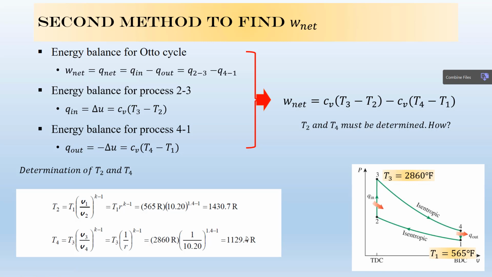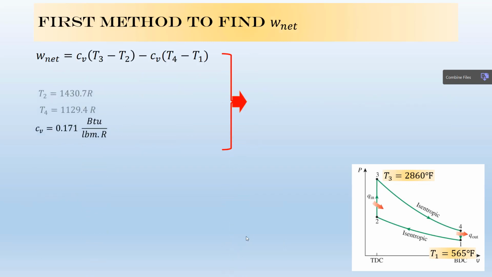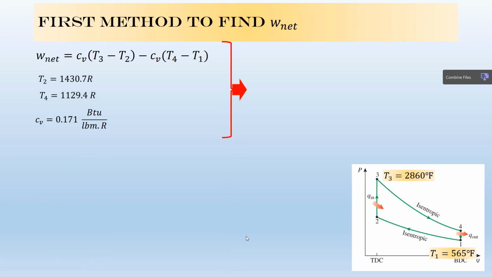Now you have all the information, all temperatures, you can simply find the W net. If you just substitute these values, guys, and use CV equals 0.171 BTU per pound mass Rankine, then you can find the W net. Look, guys, the W net is exactly the same as the value found by the other method, correct? So this is the W net found by using two different methods.